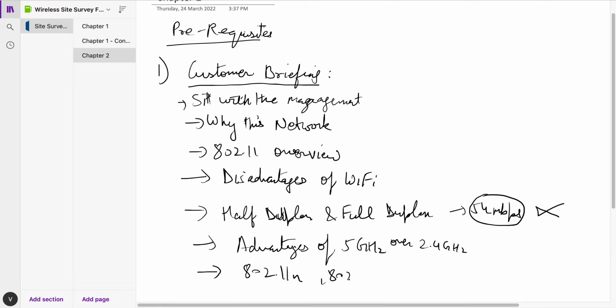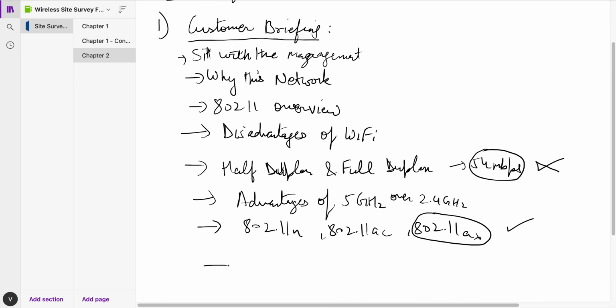.11ac, .11ax. So if the network is new, and if they are purchasing access points that have .11ax, then by all means design on this. Choose this protocol, everything else will follow, right? Design on 5 gigahertz. That is something which they need to also know why, and a part of that can be covered in this particular point.